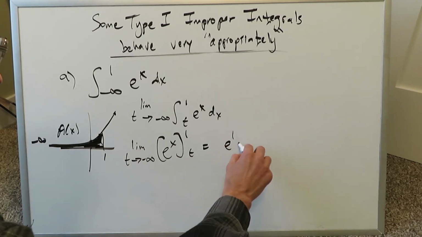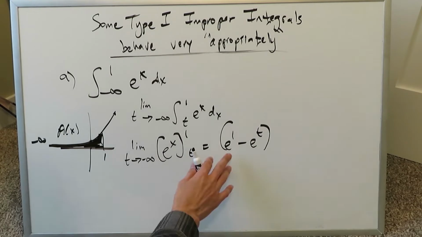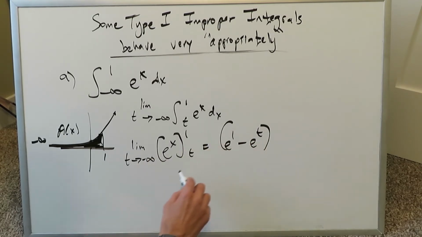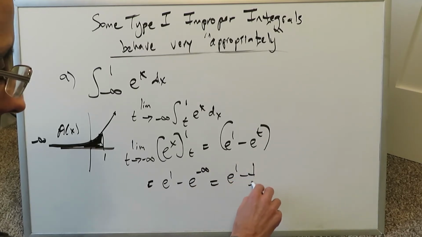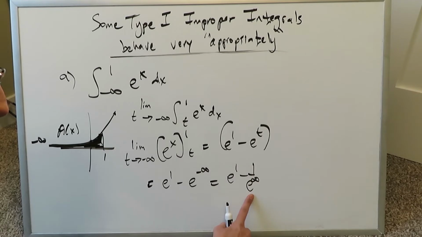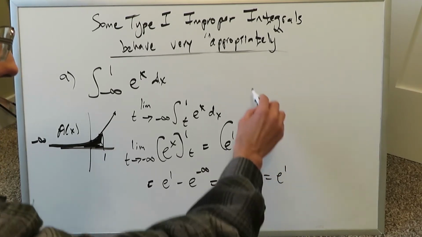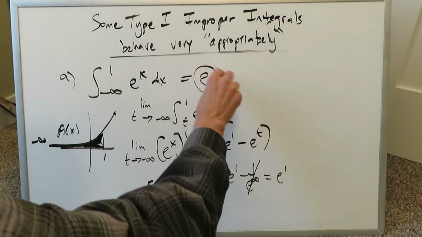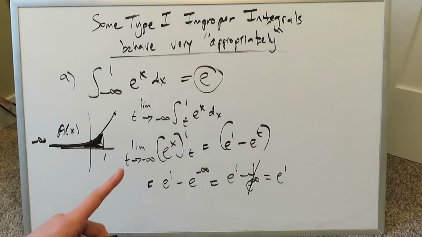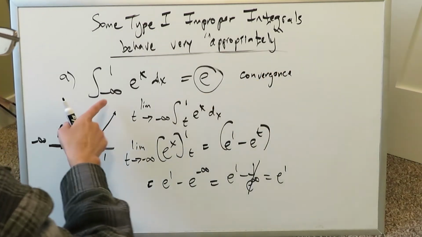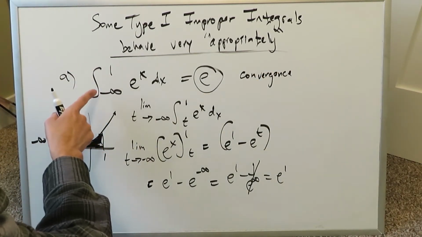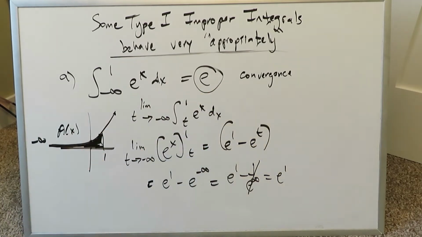We'll do e to the 1 minus e to the t. And we know limit as t approaches minus infinity, we're really looking at e to the 1 minus e to the minus infinity, which is e to the 1 minus 1 over e to the infinity. A number so large here in the denominator that this will zero out and your answer will be just e to the 1, or you can just say right here e. e to the 1 is e. And we have a very clear finite answer, and here we see a convergence. So what is indeed a true type 1 improper integral behaves very appropriately.